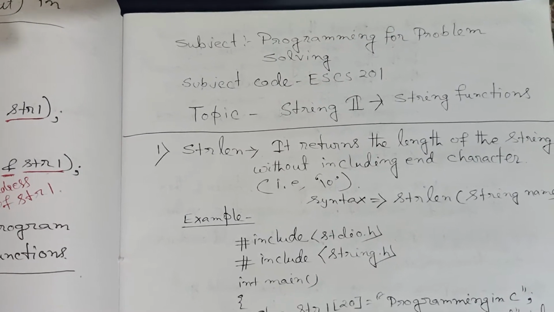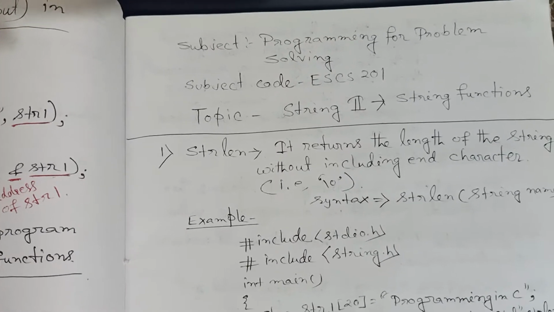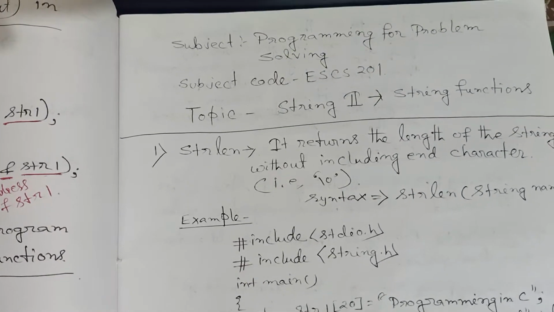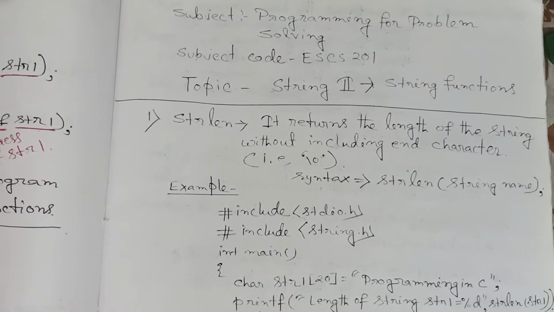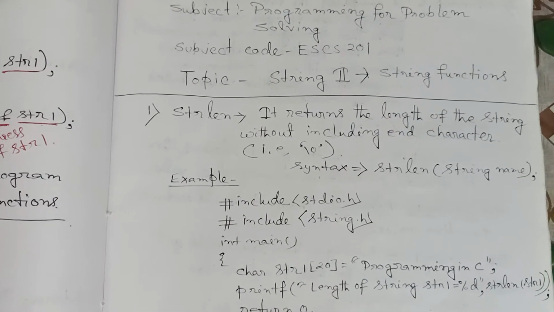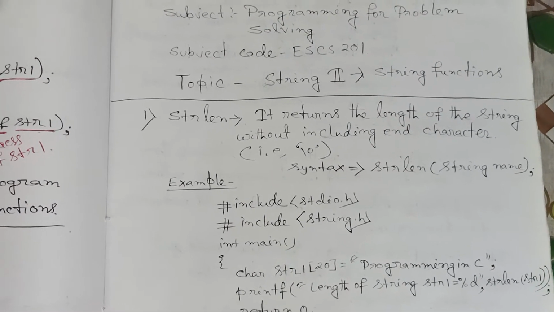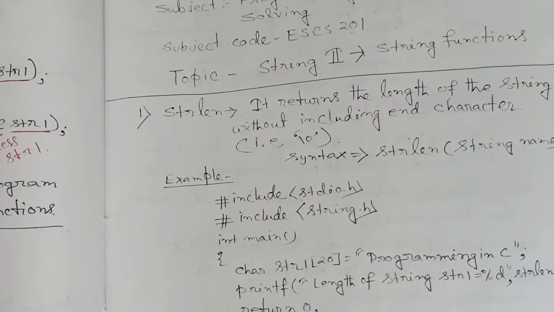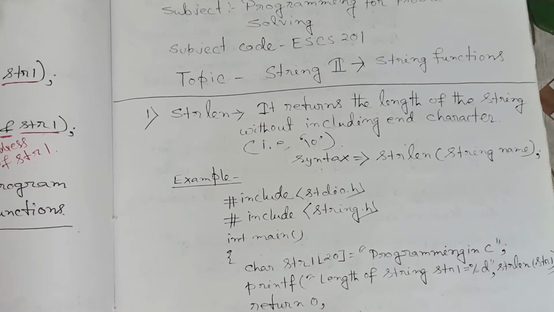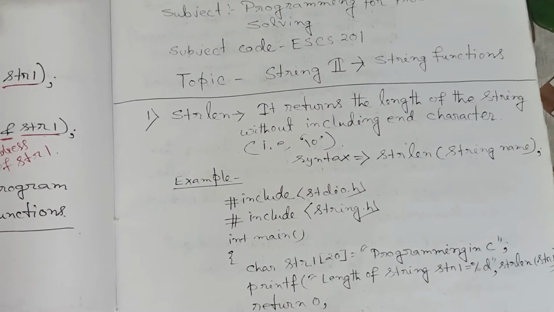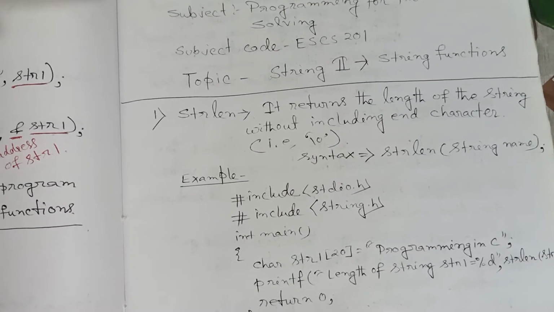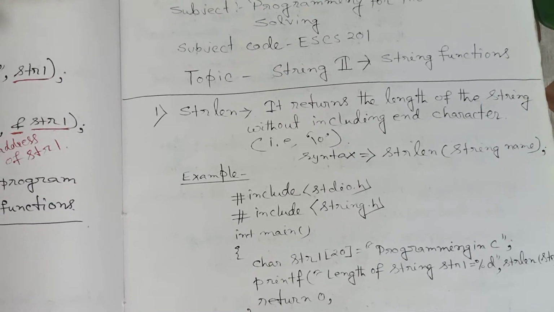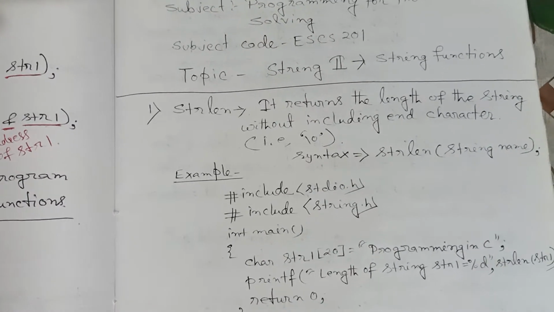So today's topic is string, and it is the second part of string. Previously we discussed the definition of string and how it is used in C programming language. We discussed and gave an example also. So today we start the string functions. There are lots of string functions out there. Today we discuss only 3 string functions in this part. The first string function is strlen.